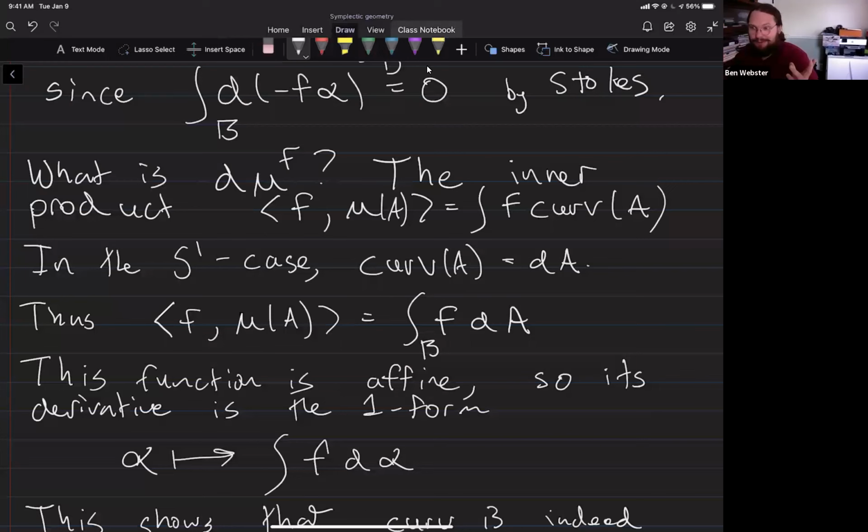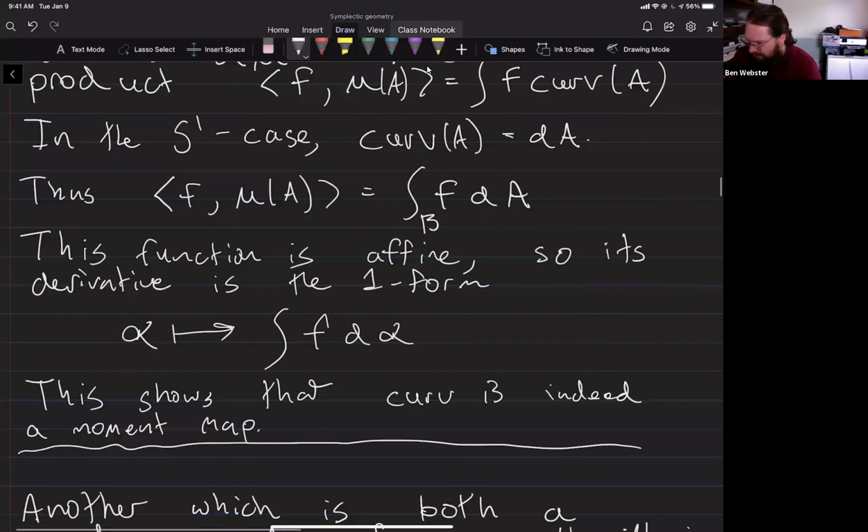Again, the space of connections is affine, and this is an affine function. So if I have two different connections, I can take the difference between them. That's a one form downstairs. So now let me actually say this a little more carefully.